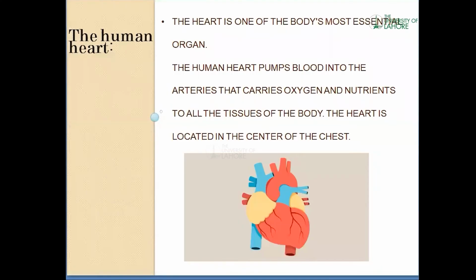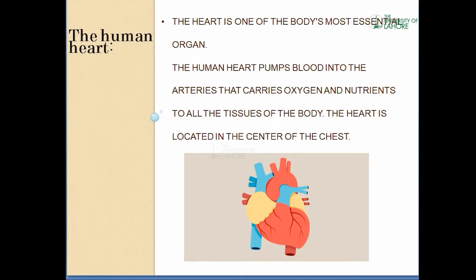Now we talk about the cardiac system. What is the cardiac system? The heart is one of the body's most essential organs. The human heart pumps blood into the arteries that carry oxygen and nutrients to all the tissues of the body. The heart is located in the center of the chest.